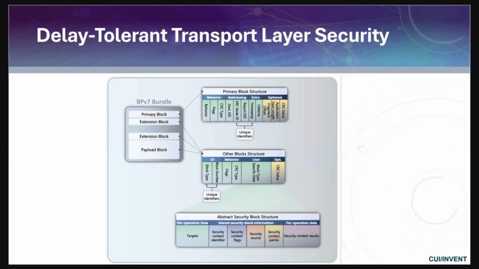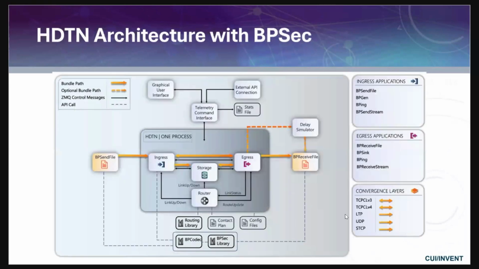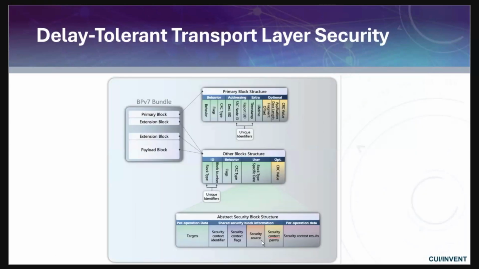As you can see here, we have an abstract security block. It's a common abstract security block structure which consists of the security targets, security context, security source, security parameters, and security context results.